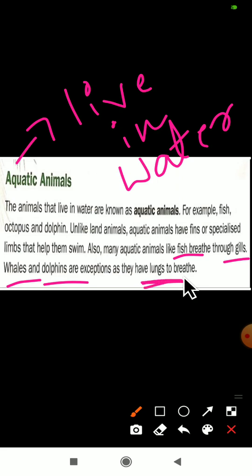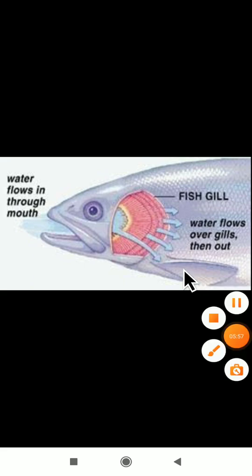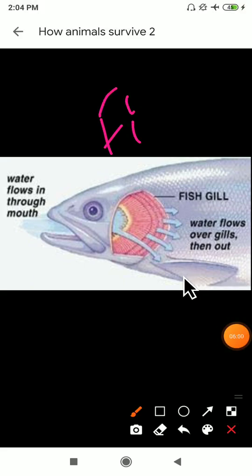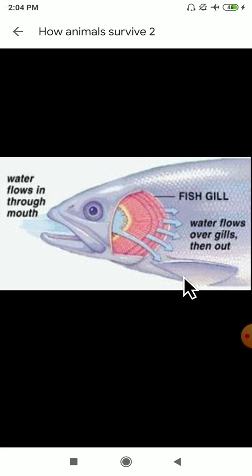Just as we human beings have lungs in our body, lungs are present in whales and dolphins too. With the help of these lungs, whales and dolphins will breathe. Let us see here. I will show. What is it? It is a fish. Fish have gills here. With the help of these gills, the fish will breathe.